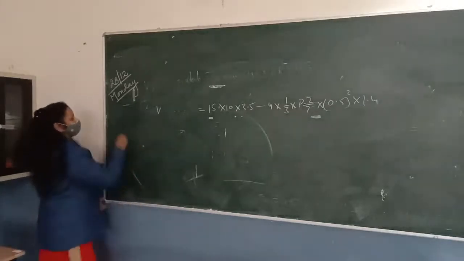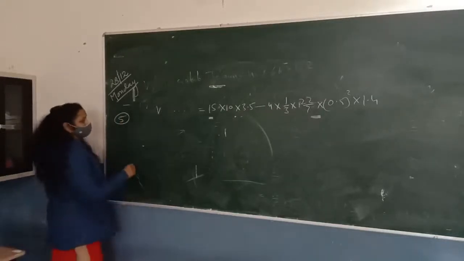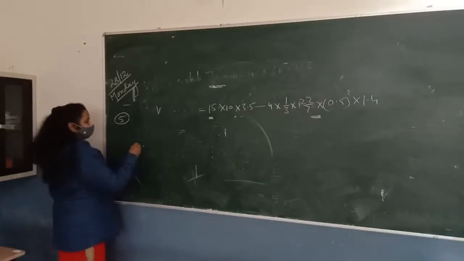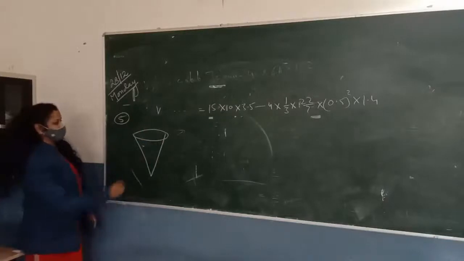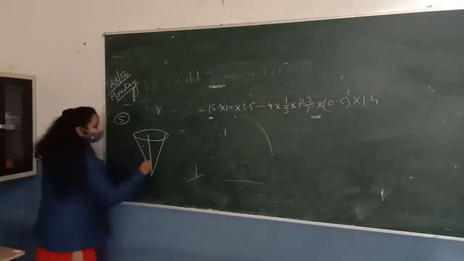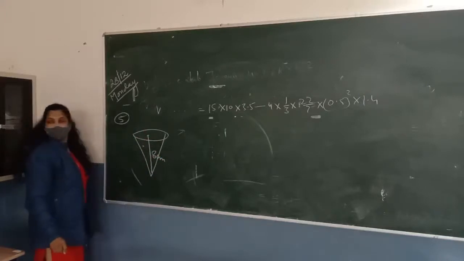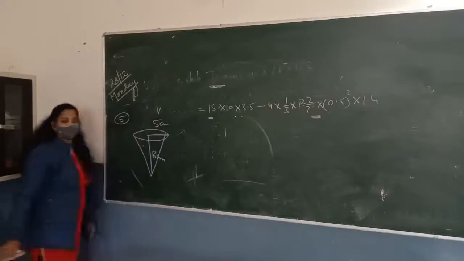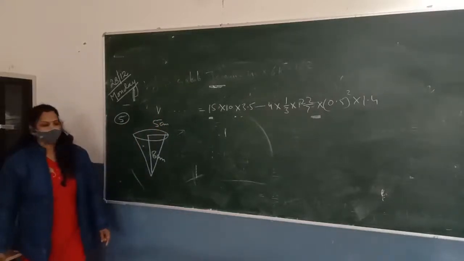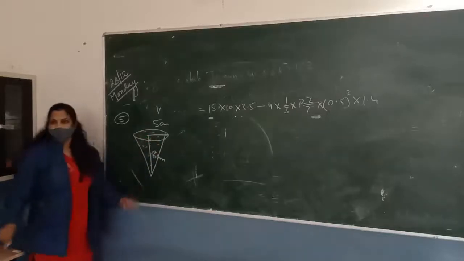Question 5. A vessel is in the form of inverted cone. This is inverted cone, है ना? Its height is 8 centimeters. And the height of this inverted cone is 8 centimeter. And radius of its top is 5 centimeters. And the radius of the top is 5 centimeter. It is filled with water up to the brim. We have filled this vessel up to the brim with water.